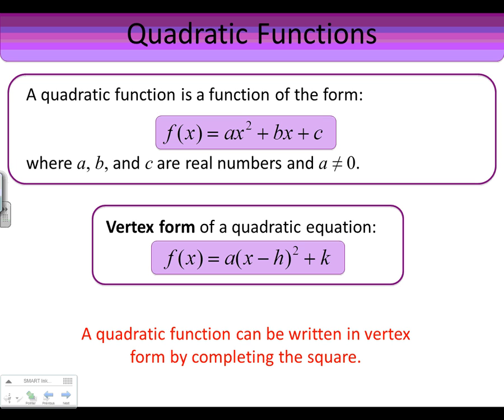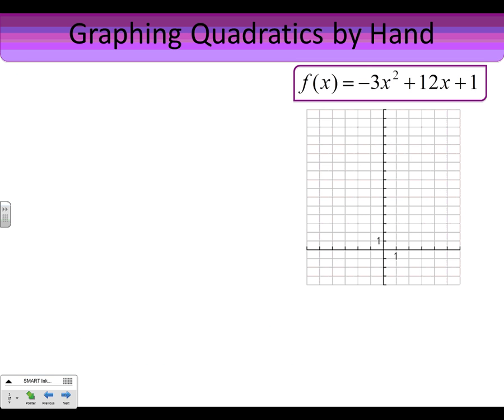So here we have a quadratic function in the form ax squared plus bx plus c. That was standard form. And we also have vertex form, where the quadratic is in the form a times the quantity x minus h squared plus k. Last time we were able to get the function in vertex form by completing the square. Today we are going to just focus on looking at functions in standard form, and graphing it from there without putting it into vertex form.